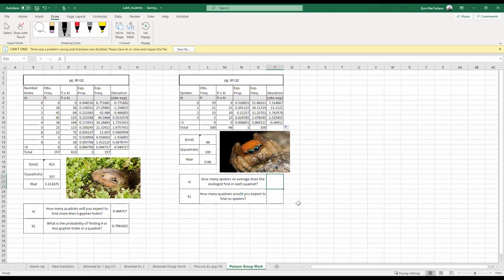So how many spiders on average does the ecologist find in each quadrat? That is just our X bar. And how many quadrats would you expect to find no spiders? And that is our expected frequency for 0 spiders per quadrat. And that's that.